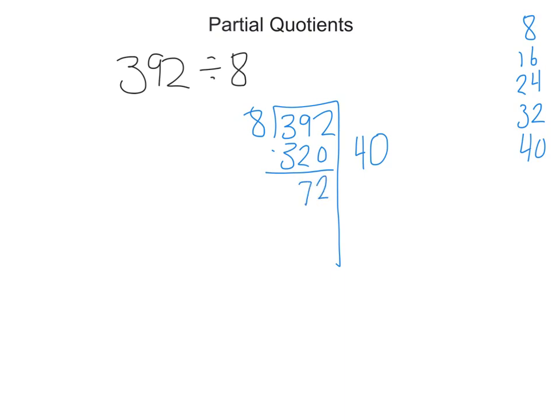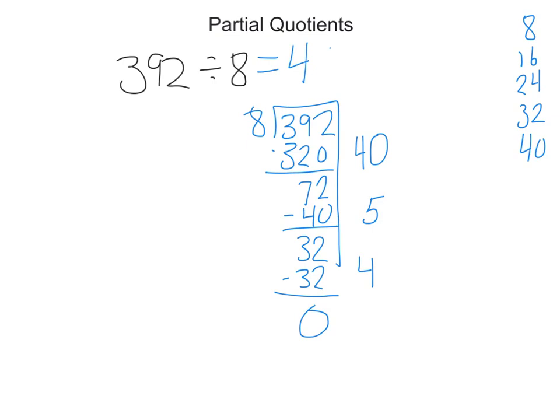Now we can use our math facts well. If you're comfortable with that, we would be able to solve this with one number. However, I'm just going to use my 40 because it's there, and I know 8 times 5 is 40. And that leaves me with 32. And using our fact table again, I can finish this with 8 times 4 is 32. We have no remainder, and to find our answer, we add up the numbers on the side. So 392 divided by 8 is 49.